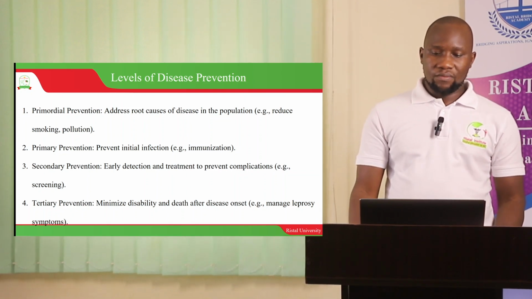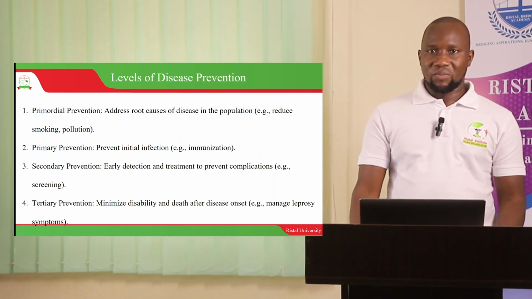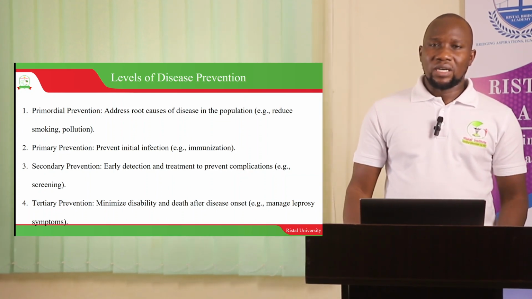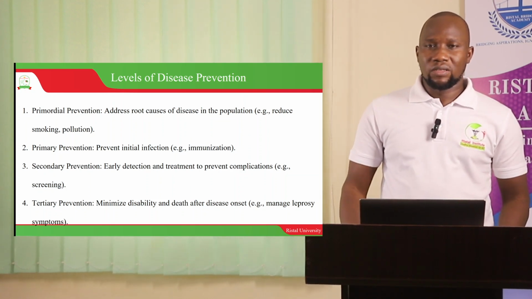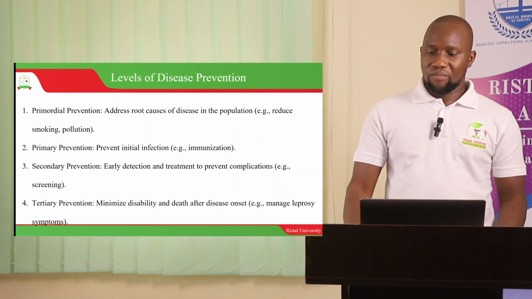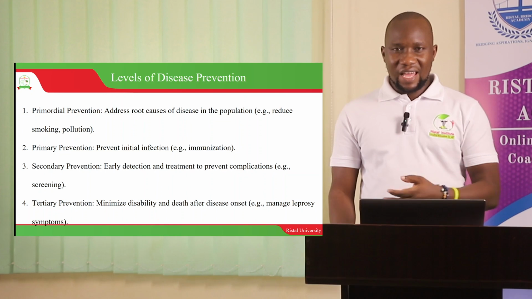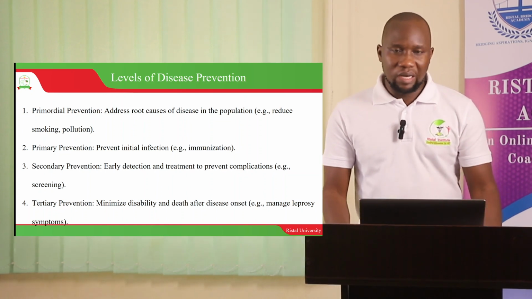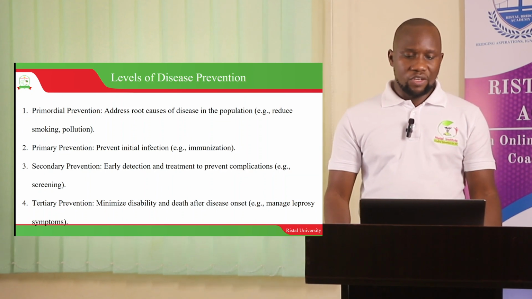Primordial prevention, addressing the underlying causes of disease, is very important. This includes addressing social inequalities, reducing poverty levels, smoking, and pollution. These are underlying factors that cause diseases to manifest. So if we address them, that is what we call primordial prevention.